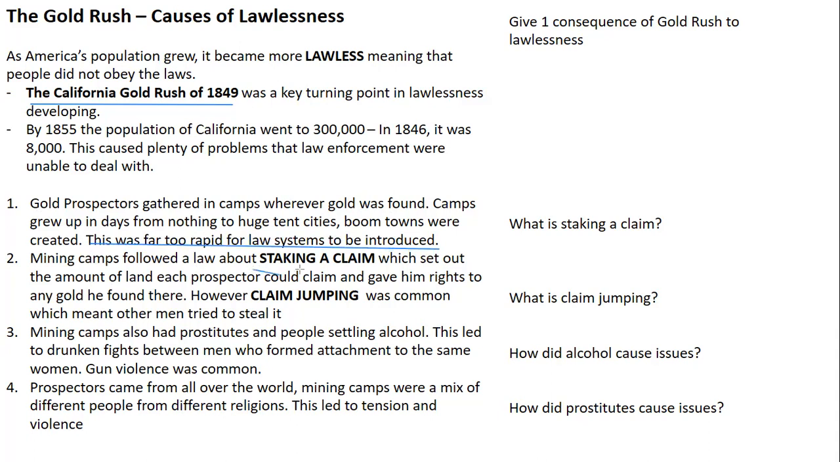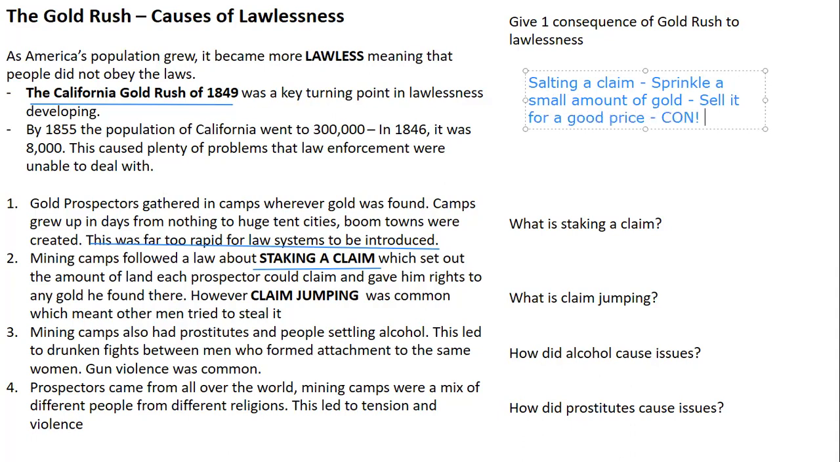Mining camps had a law about staking a claim, which said the amount of land that a prospector could have and gave them rights to any gold they found there. But claim jumping was common, which meant other people tried to steal it. Something else that was common was something called salting a claim. And that basically means that people would sprinkle a small amount of gold, make someone think that there was gold, and then sell it for a good price. But basically, it was a con.